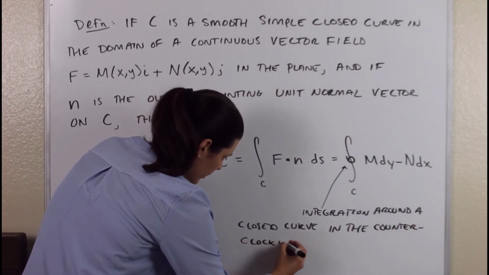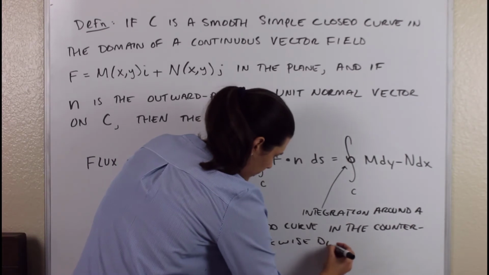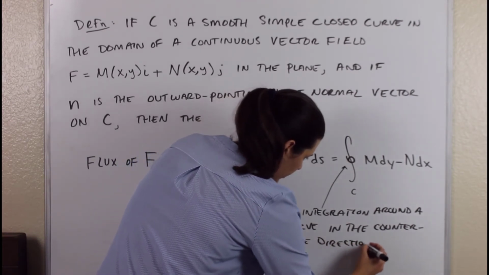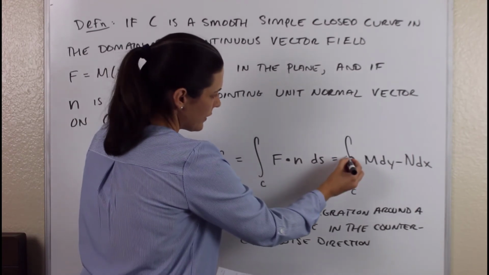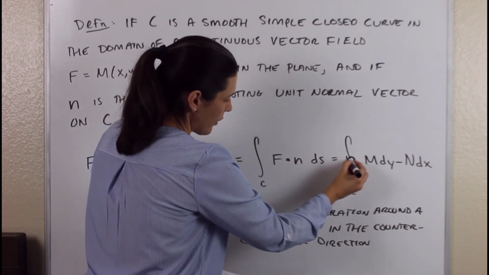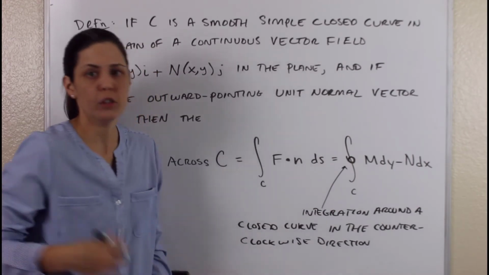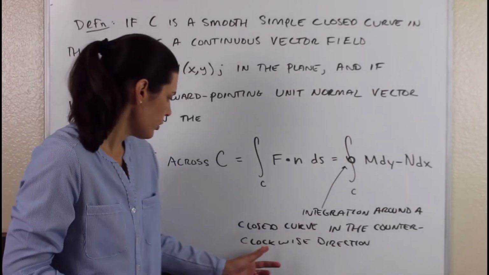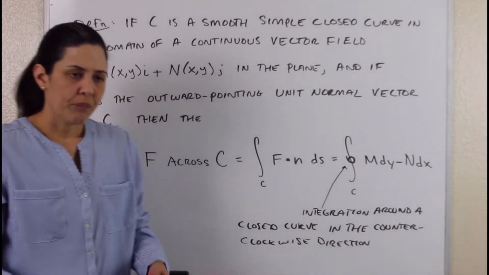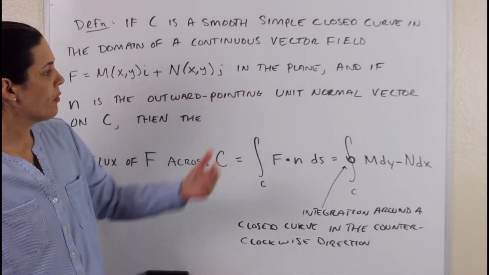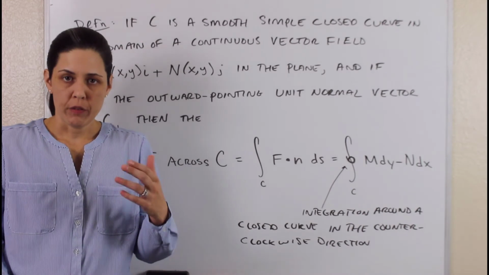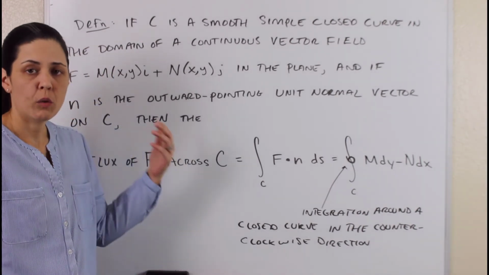Counterclockwise direction. So there's a little edge on this, and that's there for a reason. It's letting us know that we're traveling counterclockwise, and then the fact that it's a closed loop is the part for the closed curve. So for n, the way you get n is this unit normal vector. If you think about it, like I said, that's perpendicular or orthogonal.